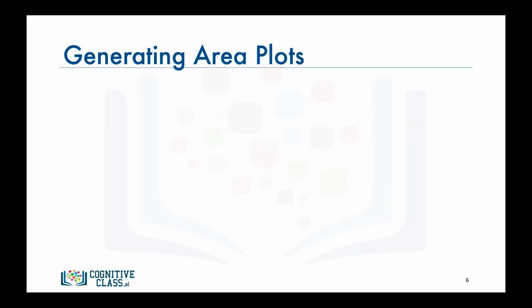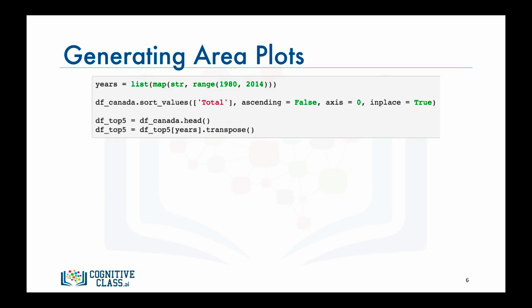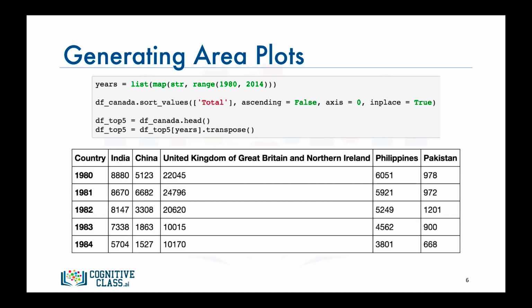After we sort our data frame in descending order of cumulative annual immigration, we create a new data frame of the top 5 countries, and let's call it df_top5. We then select only the columns representing the years 1980 to 2013 in order to exclude the total column before applying the transpose method. The resulting data frame is exactly what we want, with 5 columns, where each column represents one of the top 5 countries, and the years being the indices.